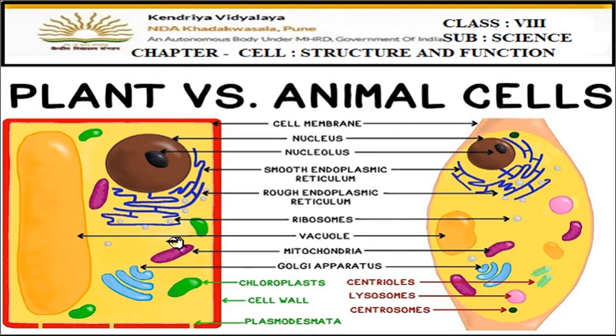Okay. Now let us find out the next difference here, that a cell wall is present in the plant cell, but a cell wall is absent in case of animal cells. Okay. Centrosomes, you can see centrosomes are these small particles. They are present only in animal cells, but here you cannot see the centrosomes. Okay. Lysosomes are also present in animal cells, but in plant cells you cannot find the lysosomes. Okay. Centrioles are also the cell organelles which are only present in animal cells, but they are absent in the plant cell.